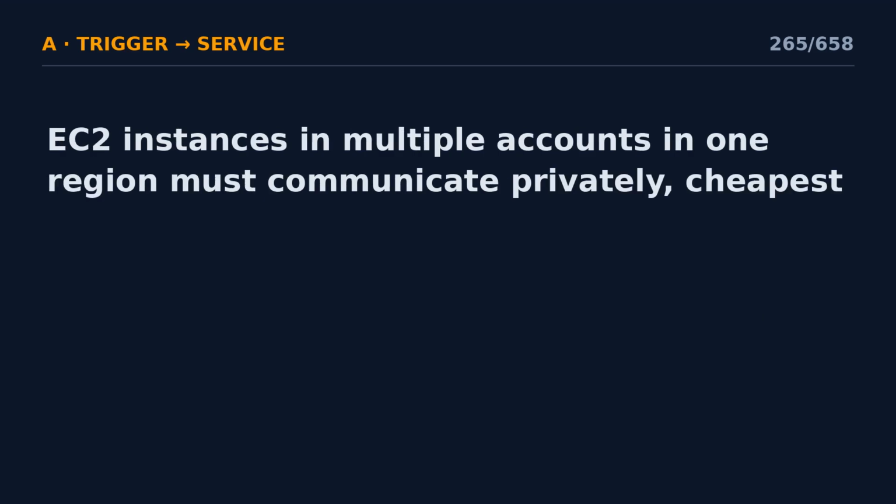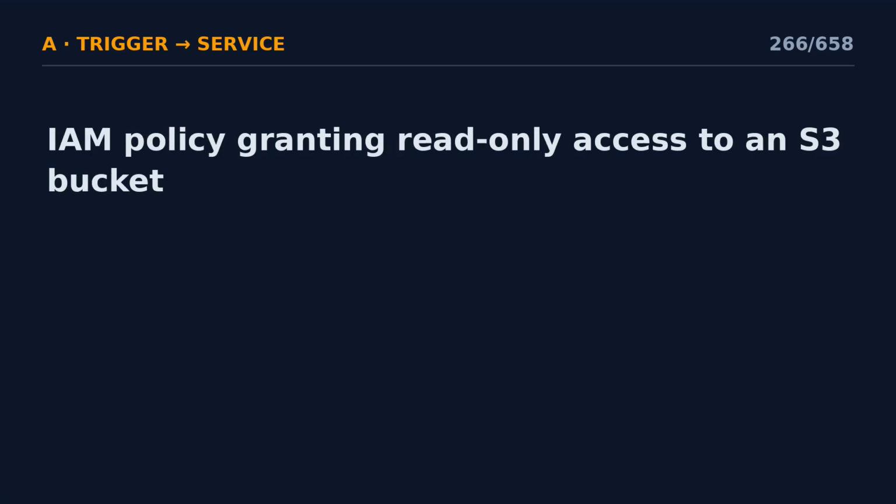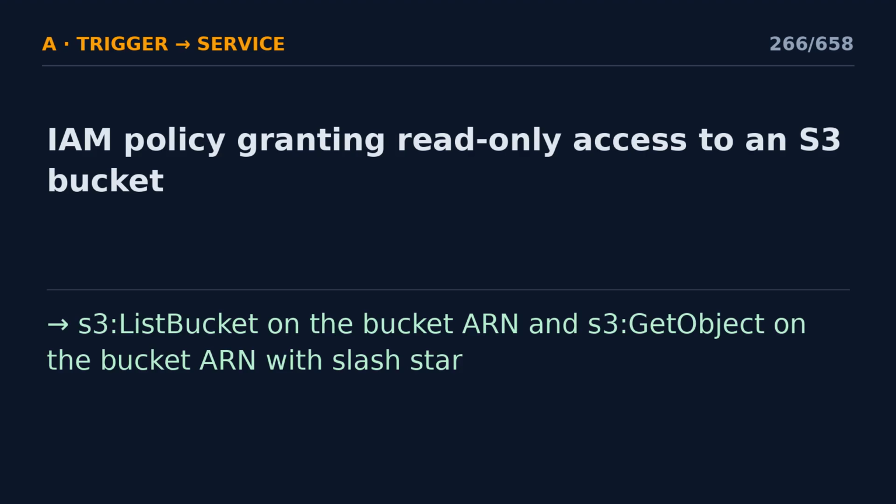EC2 instances in multiple accounts in one region must communicate privately, cheapest. Answer: VPC sharing through AWS Resource Access Manager. IAM policy granting read-only access to an S3 bucket. Answer: S3 list bucket on the bucket ARN and S3 get object on the bucket ARN with /*.